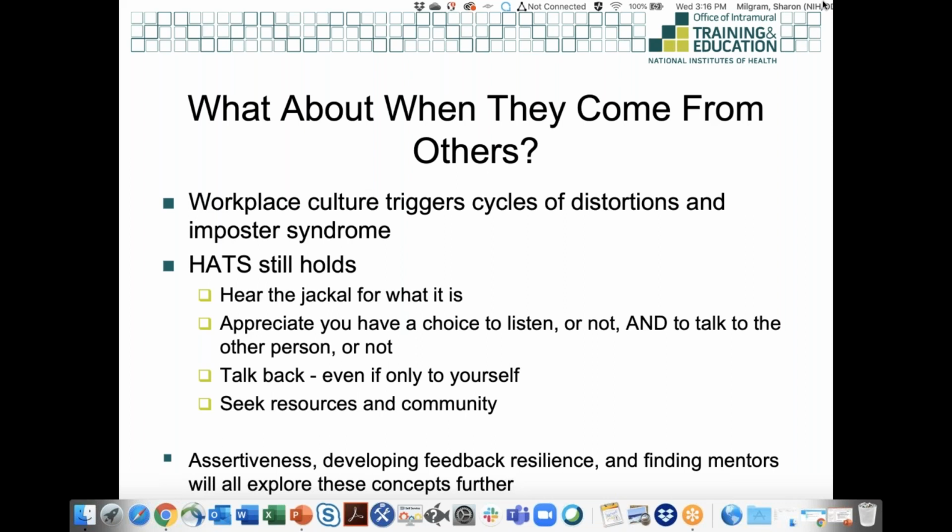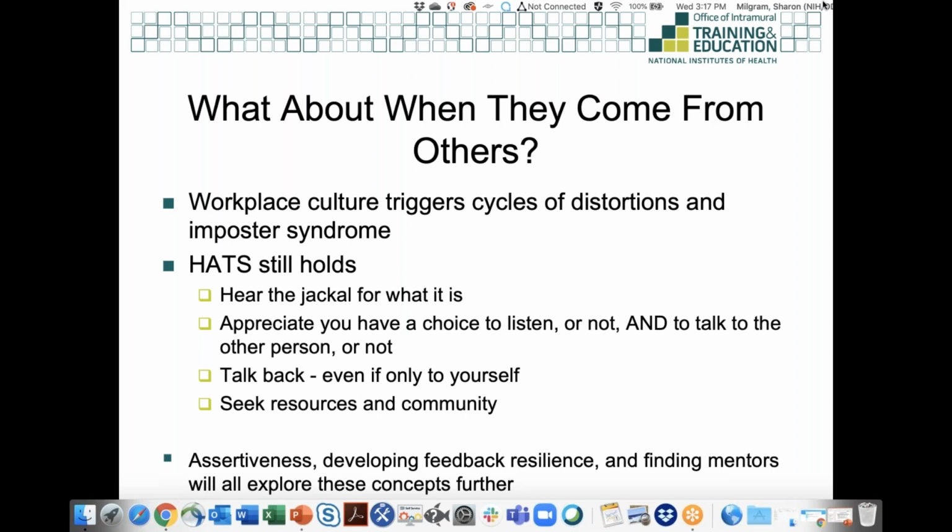Someone says, students with this grade never end up in medical school, or if you're struggling in this class, you're really going to struggle in this higher level class. And that triggers a cycle of distortions and imposter fears for us. Now, it takes a lot more training and discussion on this topic. In fact, we're going to talk about assertiveness, feedback resilience, and finding mentors, and all of those three webinars coming up will explore the important parts of this.